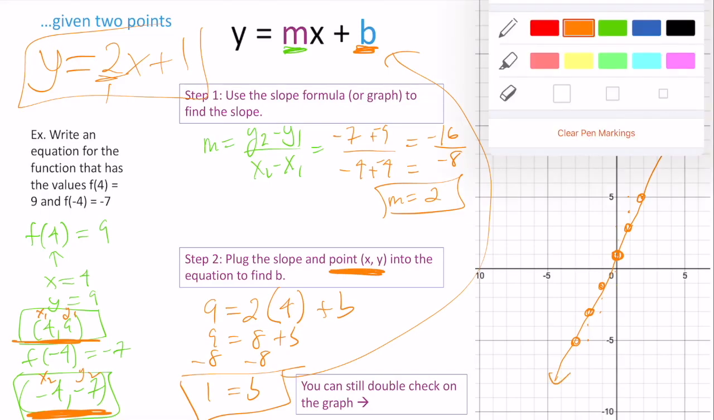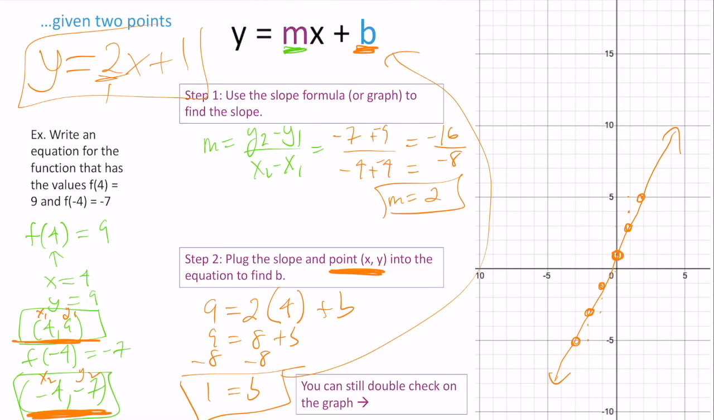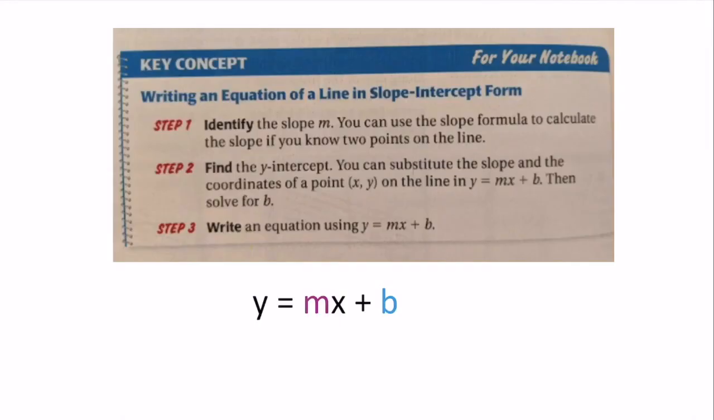Perfect. Okay, but if we did it right, these 2 points, 4, 9, so let's go 1, 2, 3, 4, up to 9, should be on the line, and it is. Perfect. And then -4, -7: 1, 2, 3, 4, then 1, 2, 3, 4, 5, 6, 7, and that's on the line, so we know we did it right. Perfect.